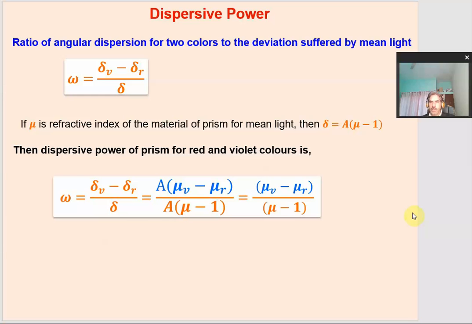So this is all about the prisms and the terms related with the prism, just like the angular dispersion and the dispersive power. That's all.